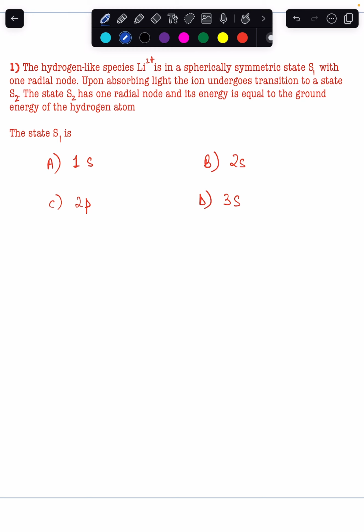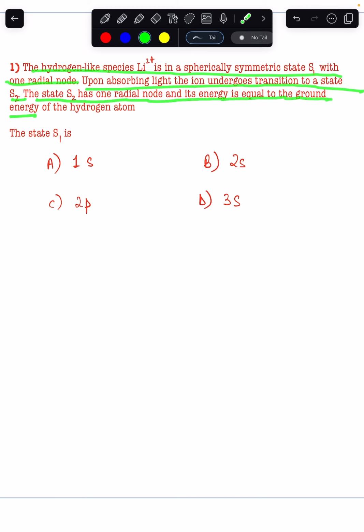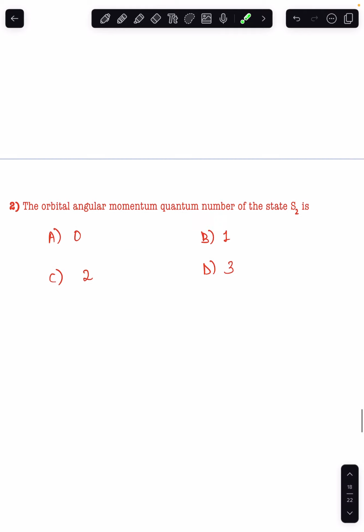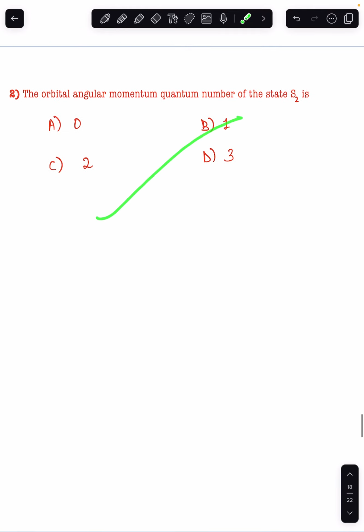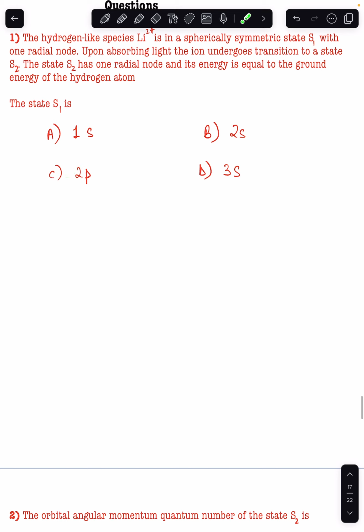Alright, so the first question says that the hydrogen-like species Li2+ is in a spherically symmetric state S1 with one radial node. Upon absorbing light, the ion undergoes transition to a state S2. The state S2 has one radial node and its energy is equal to the ground energy of the hydrogen atom. The state S1 is. Alright, so these are actually two questions that are paragraph type, the first question and the second question. This is a JEE Advanced PYQ.